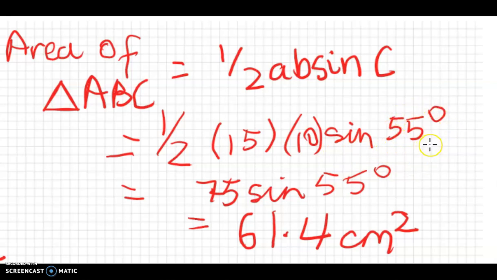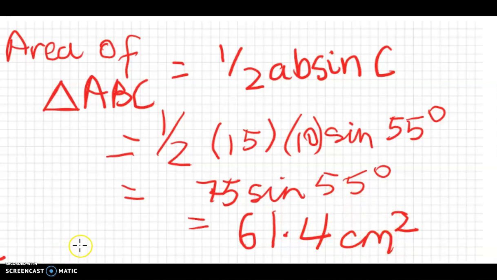Punch in sine 55 degrees, multiply by 10, multiply by 15, multiply by a half. This works out to be 75 sine 55 degrees, or 61.4 square centimeters.